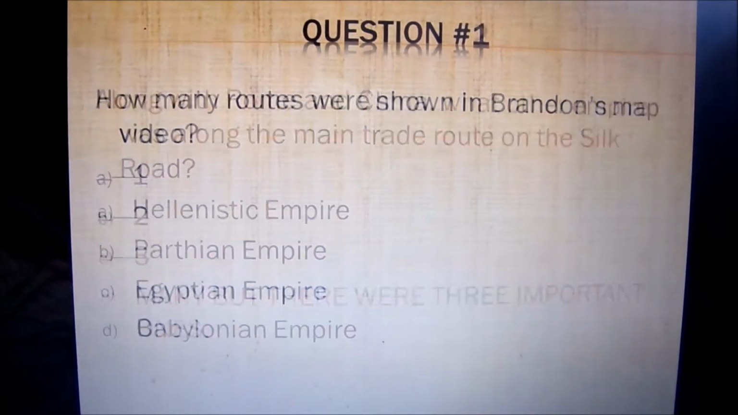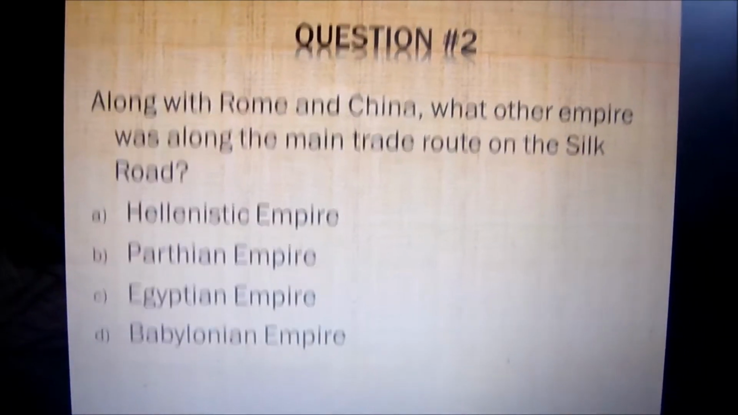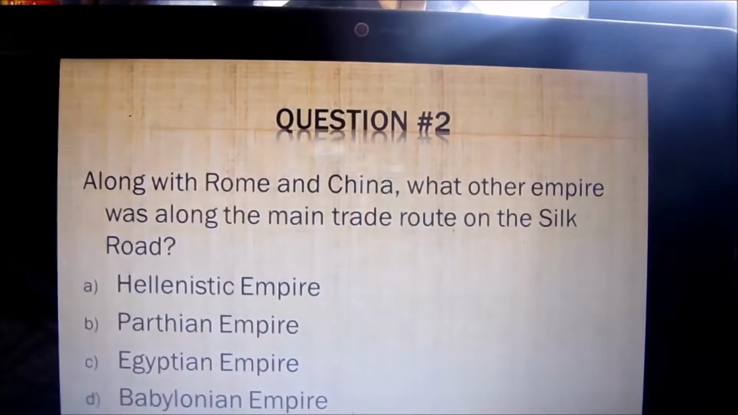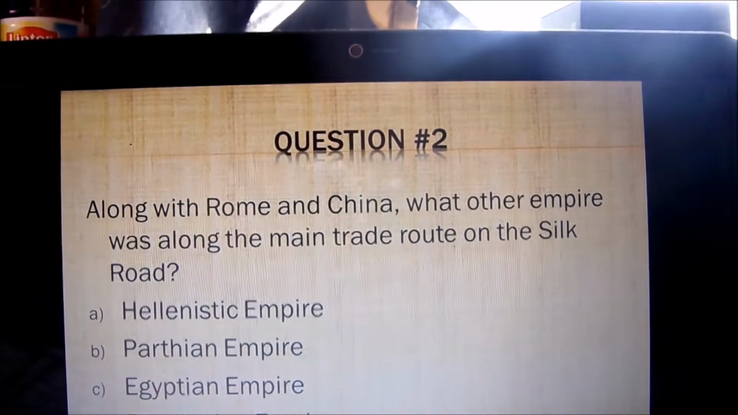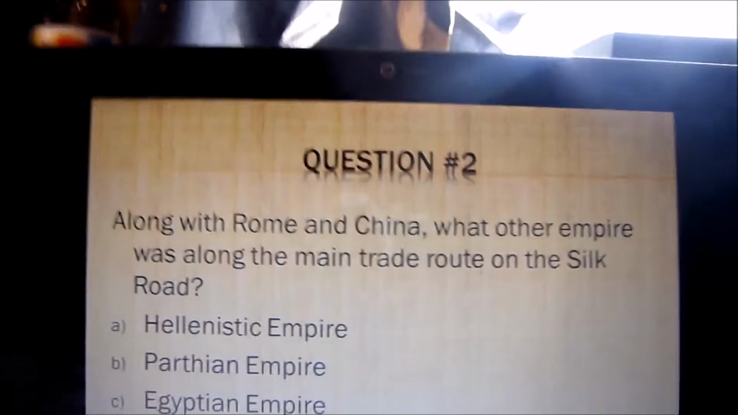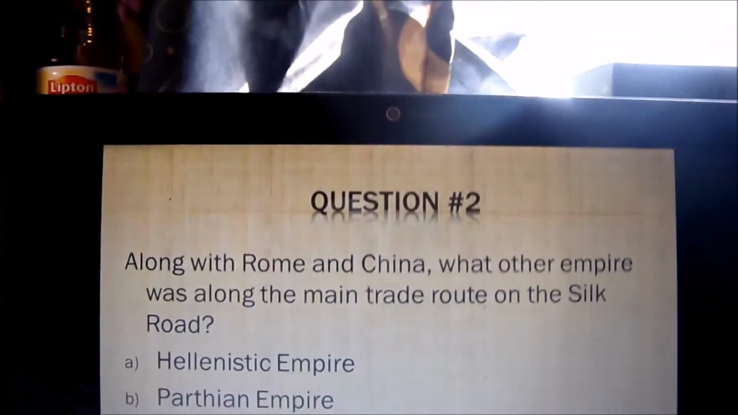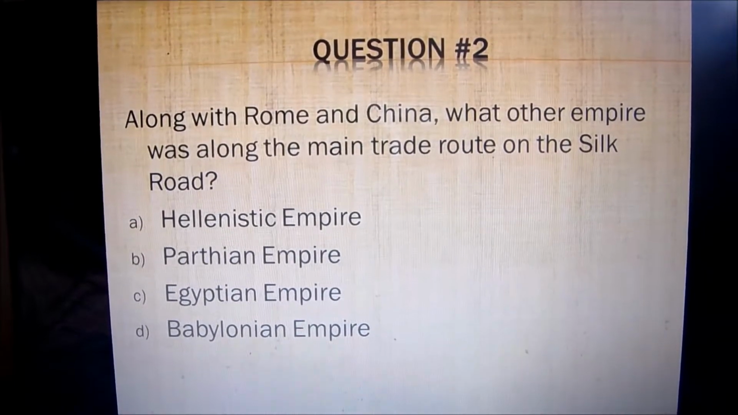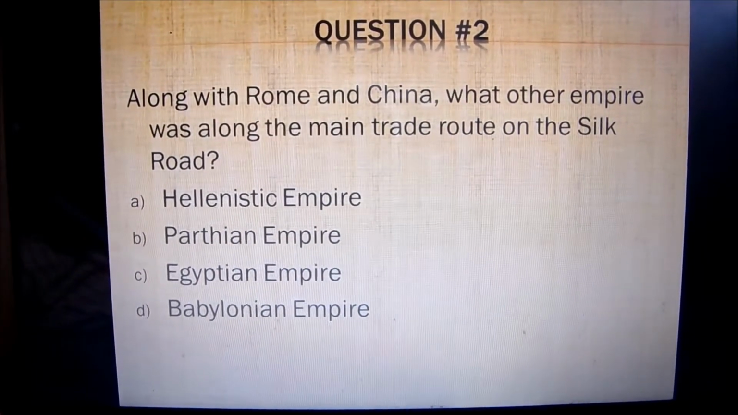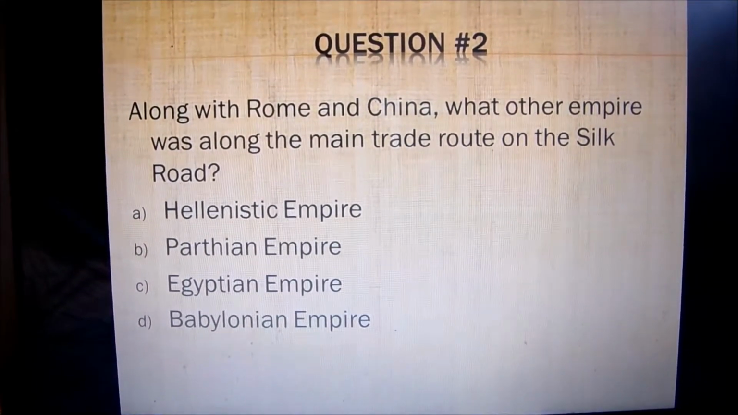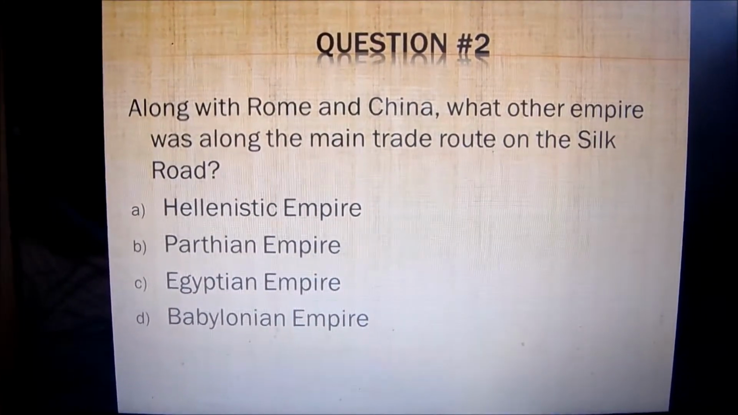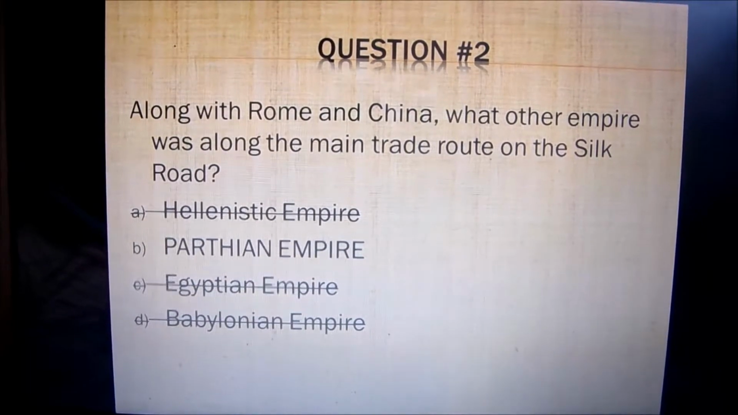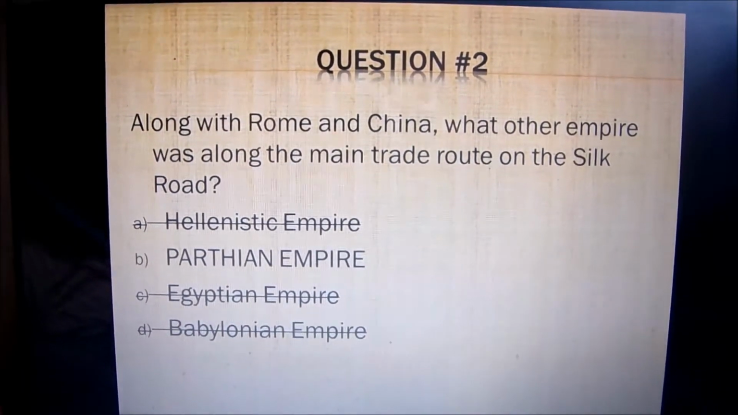Next question. Along with Rome and China, what were other empires along the road? What other empire was along the main trade route on the Silk Road? A, the Hellenistic Empire, B, the Parthian Empire, C, the Egyptian Empire, or D, the Babylonian Empire? The correct answer is B, the Parthian Empire.